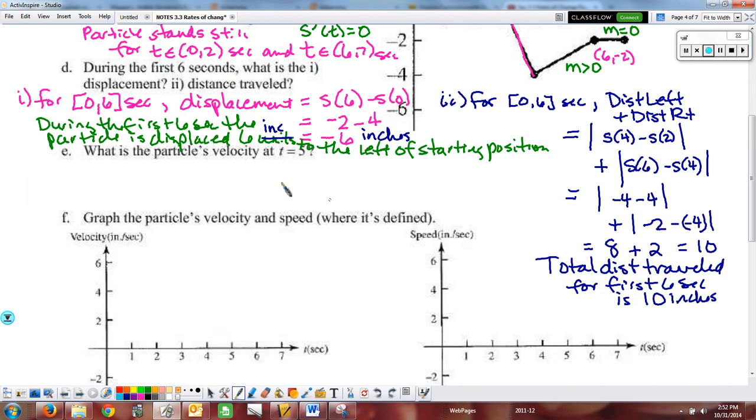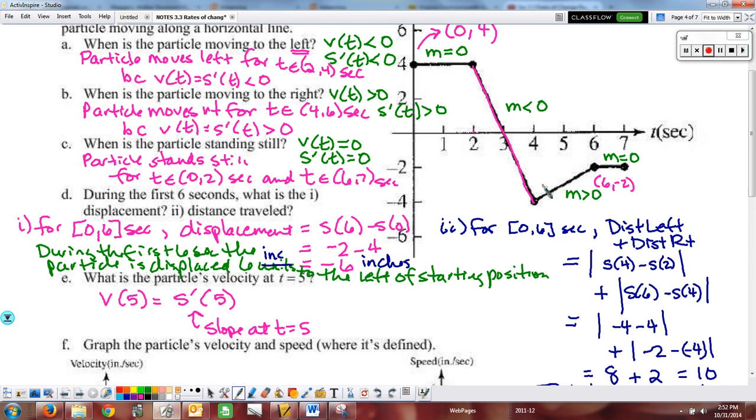All right, so now we're talking about the particle's velocity at t equal to 5. So there we're utilizing the idea that the particle's velocity at 5 is going to be using the derivative of the position function. So we're basically looking for the slope at t equal to 5, the slope of the tangent line. So up here on my graph, I find 5, that's this point right here, so I really just need to calculate the slope.